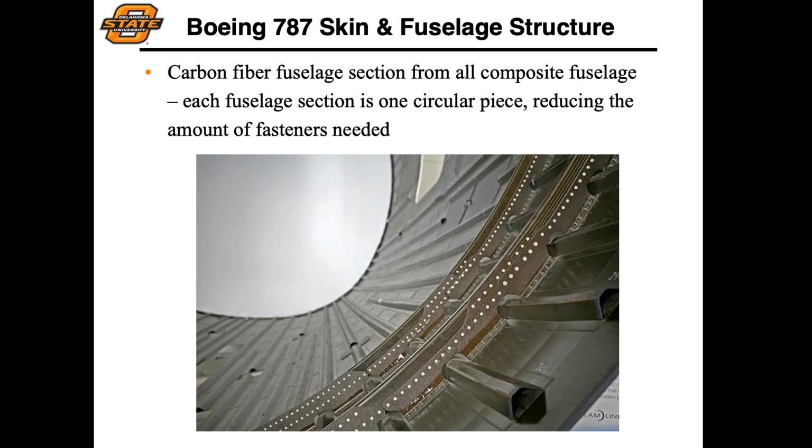Now here's an example of the Boeing 787 skin. You'll notice that this is a composite design. So there's a composite skin along with composite stiffeners, which are added in to provide additional stiffness, not necessarily strength, but provide less bending for that structural design.